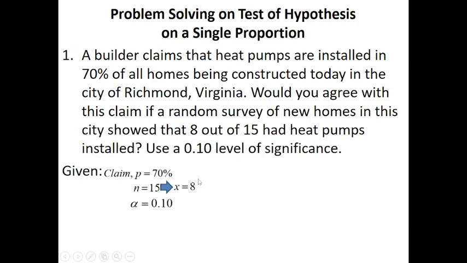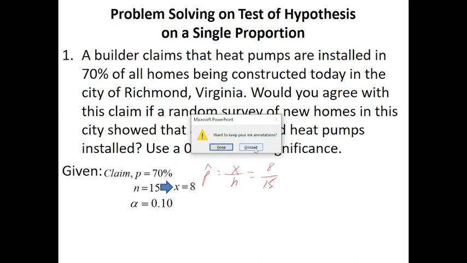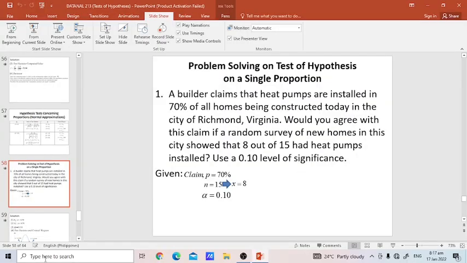So in this case we have 8. In other words, p hat is now equal to x over n, that's 8 over 15. And what is 8 over 15? This is below 70%, right? This is below 70%. So let's check, what is 8 over 15?